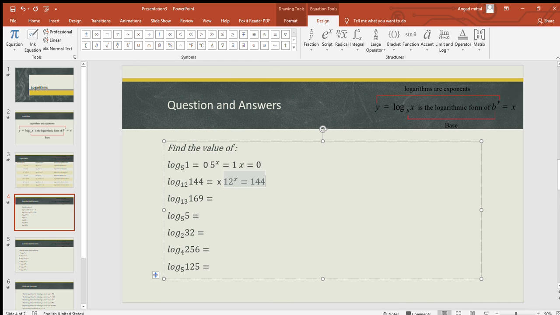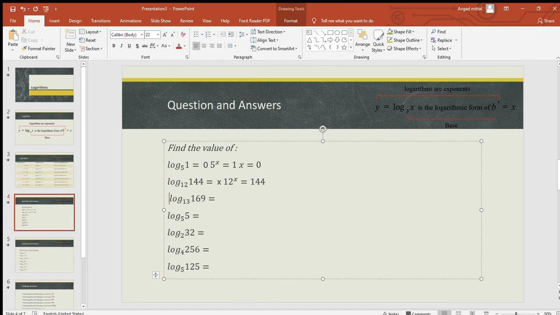Now you just have to find the value of x. You have to use your general knowledge: 12 raised to the power what is equal to 144? You can use the trial and error method, but I know that 12 raised to the power 2, which is 12 squared, is equal to 144. Therefore, x is equal to 2, and the value of log 144 to the base 12 is equal to 2. Therefore, the answer is 2.